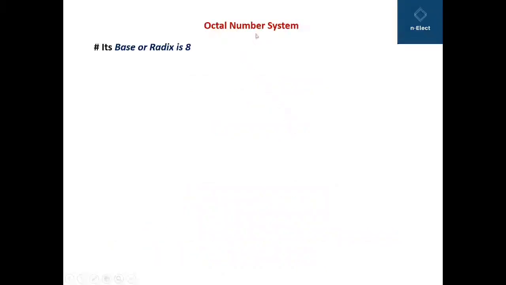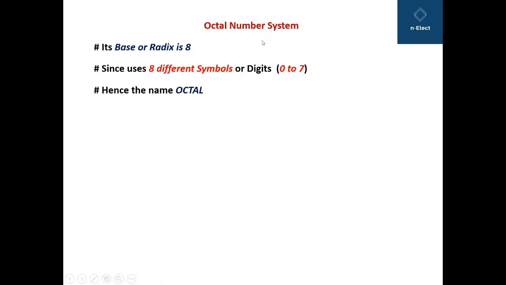As you all know, the octal number system is also called the base 8 number system or radix 8 number system, since it uses only 8 different symbols, that is 0 to 7, to represent any number in the octal number system. And that's why its name is also octal.